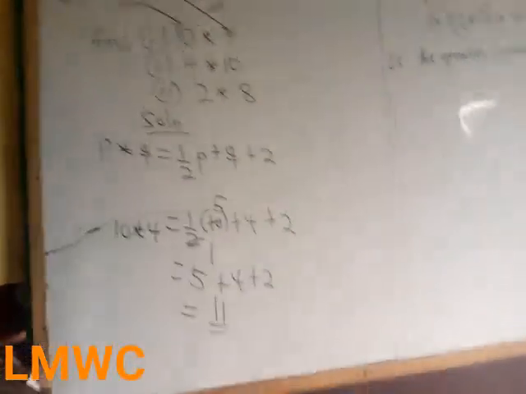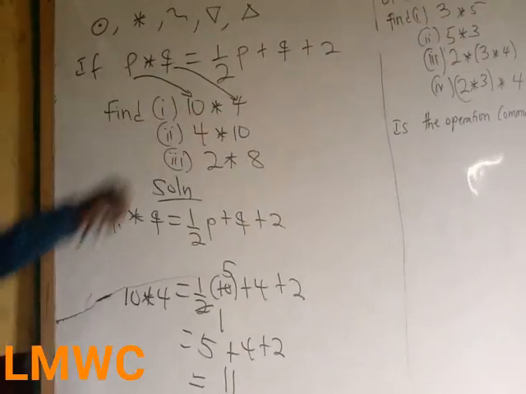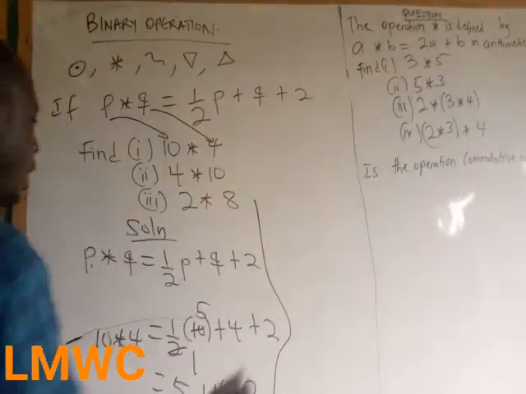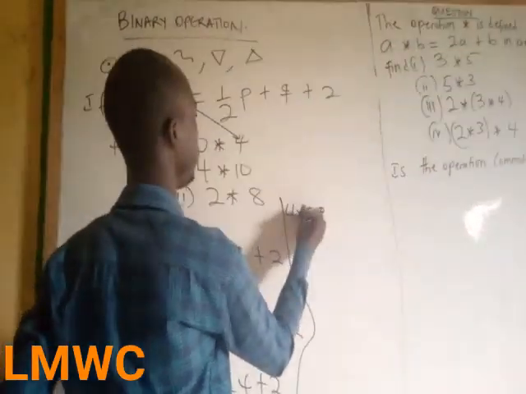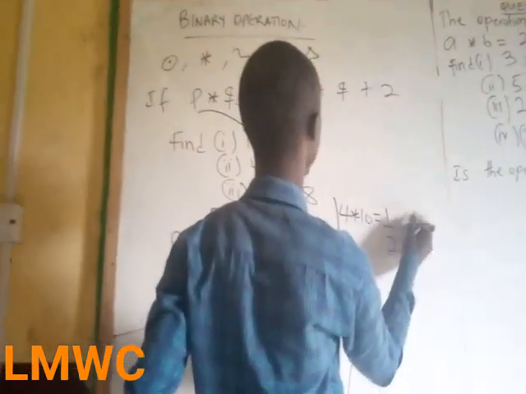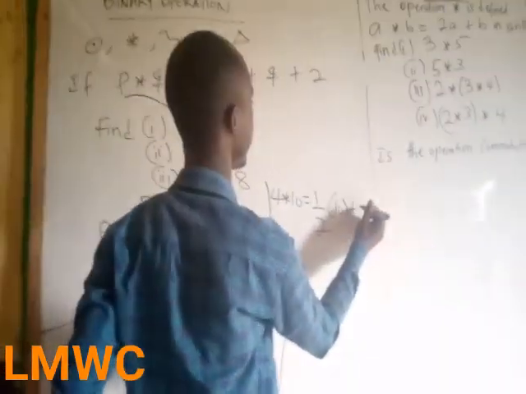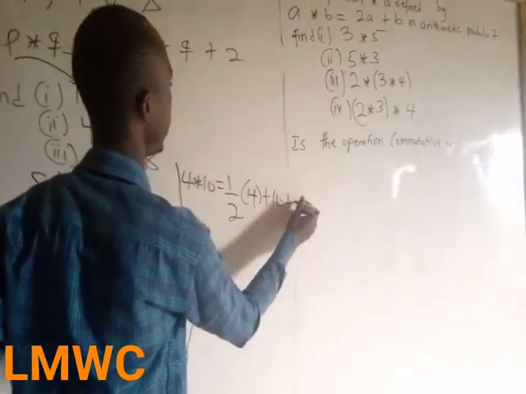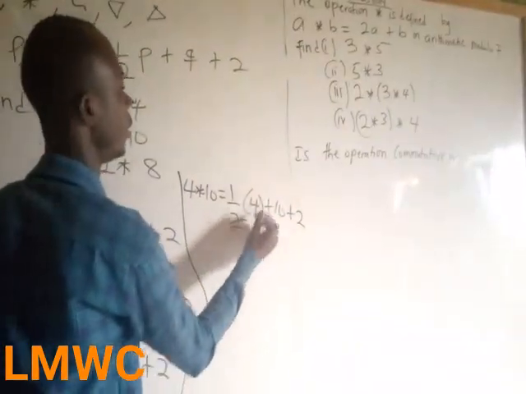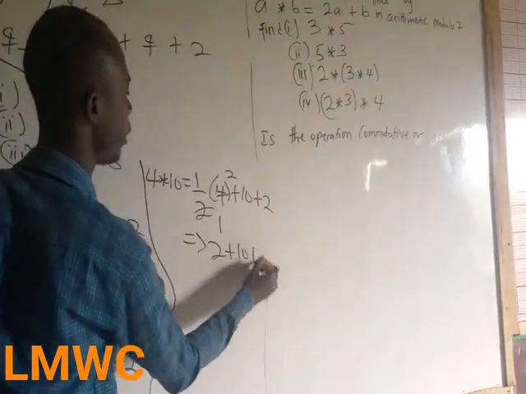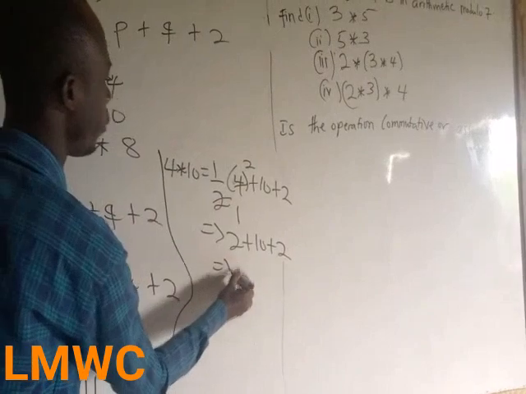Let us solve for the second one. They are saying 4 star 10. It becomes half of 4 plus 10 plus 2. 2 goes into 4 twice, so 2 plus 10 plus 2 gives us 14.